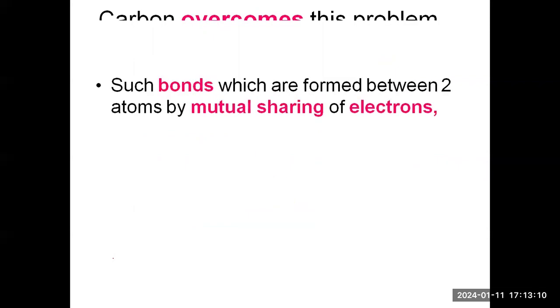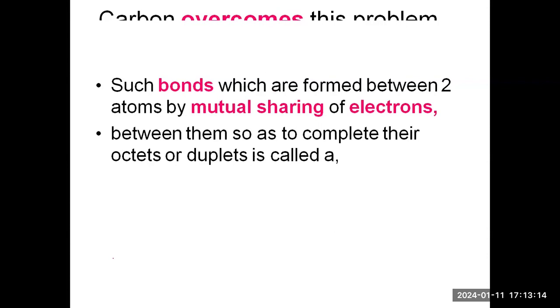So in this way, you can create several other compounds by mutual sharing of carbon with other elements. As we have already discussed in the previous chapter, when the electrons are shared between the atoms, it makes a covalent bond.